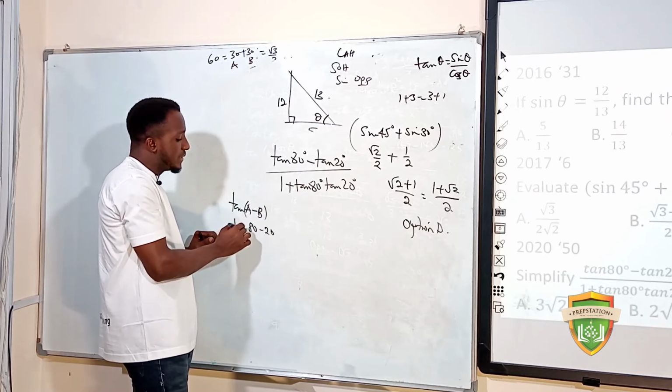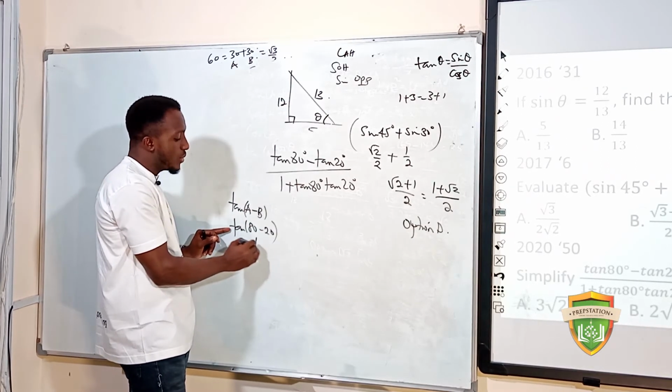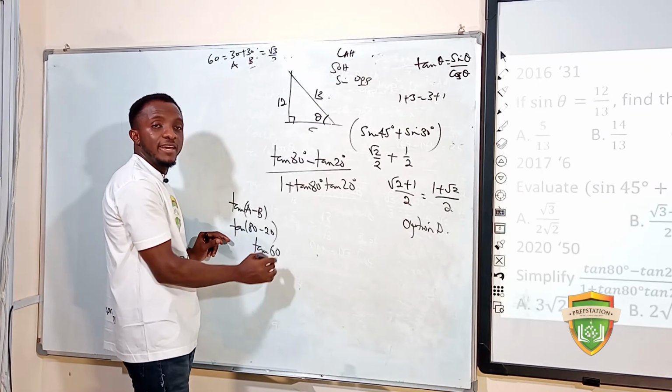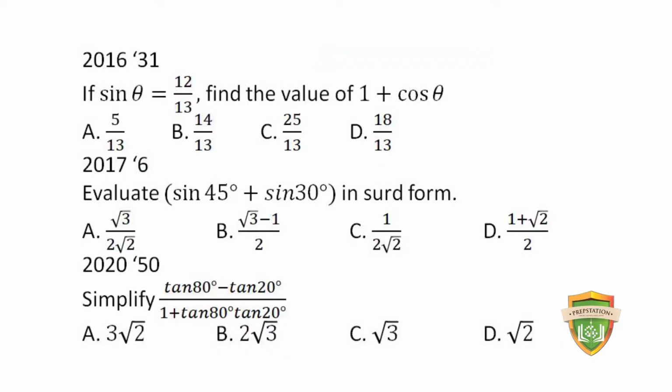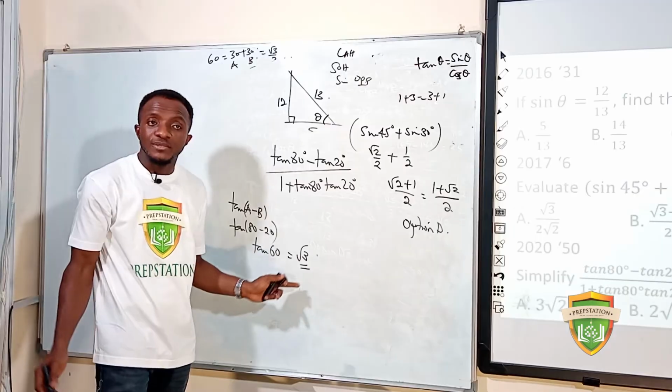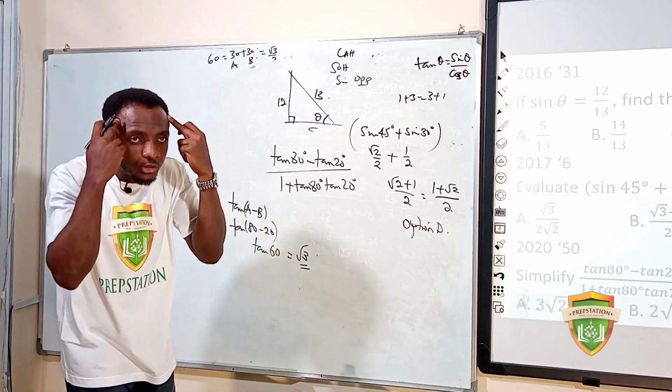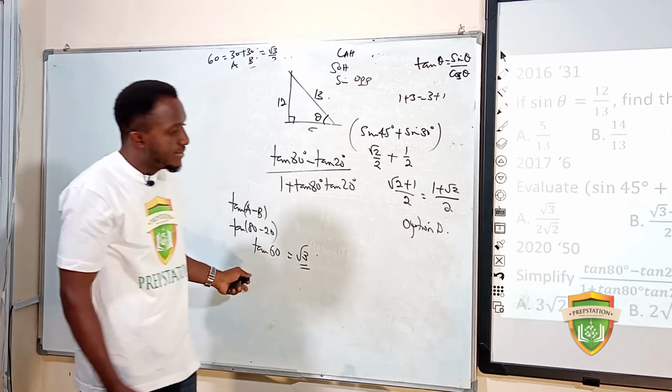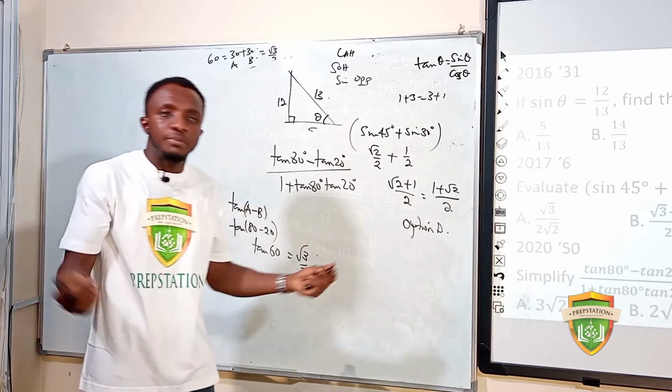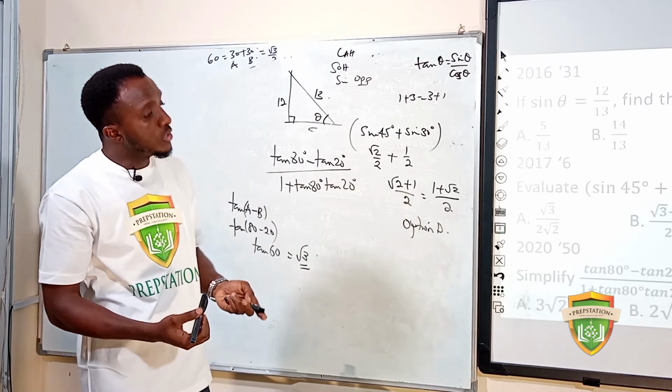So tan 80 minus 20 is what? 60. If you remember our trigonometry of special angles, this is root 3. So option C. Can you see this? In less than 30 seconds, we're done. So if you have your trig identities in your head, this becomes so cheap for you. So we'll go to the next.